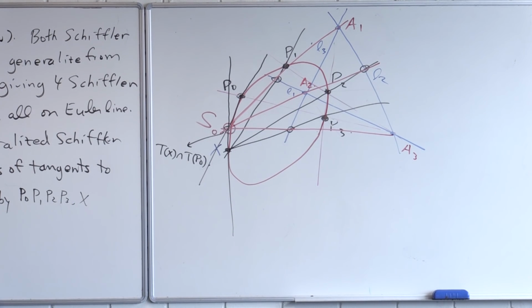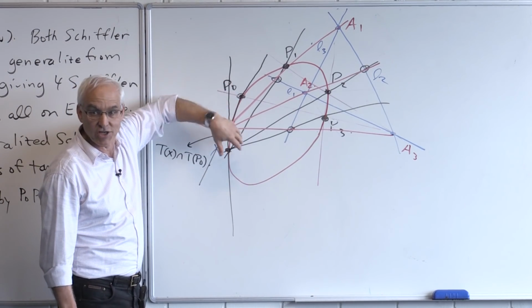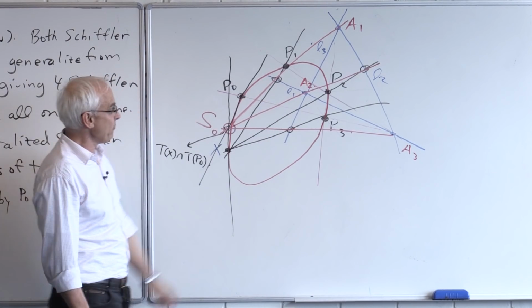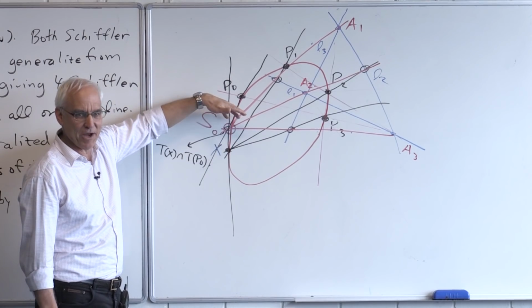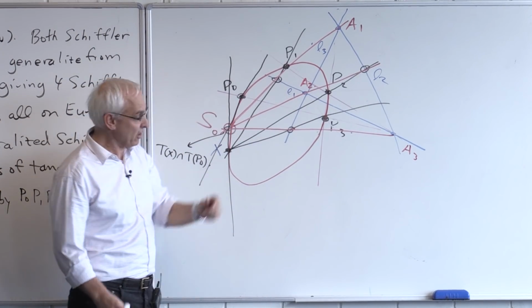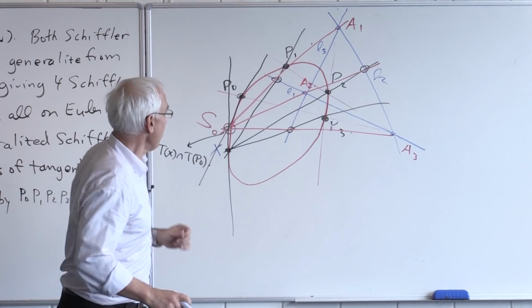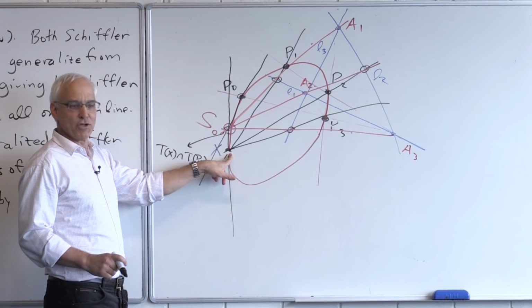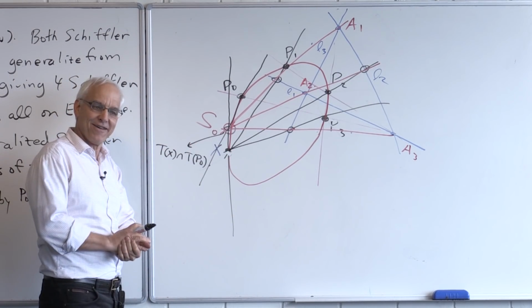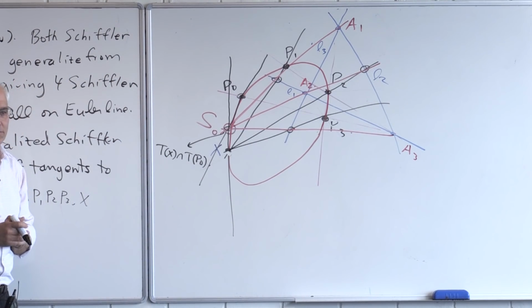And so these generalized Schiffler points are just points on the tangent. The generalized Euler lines are tangents to the conic determined by the original 5 points. There's complete symmetry between the P's and the X's. It doesn't appear that way, but in fact, they really are playing a completely symmetrical role. The P0's and X are 5 points that determine a conic, and it's the tangents to those conics that determine the Schiffler points.